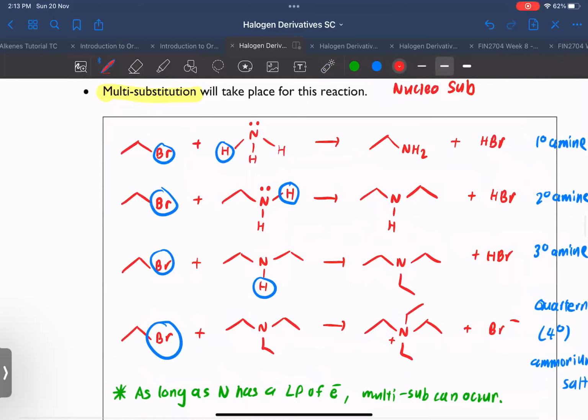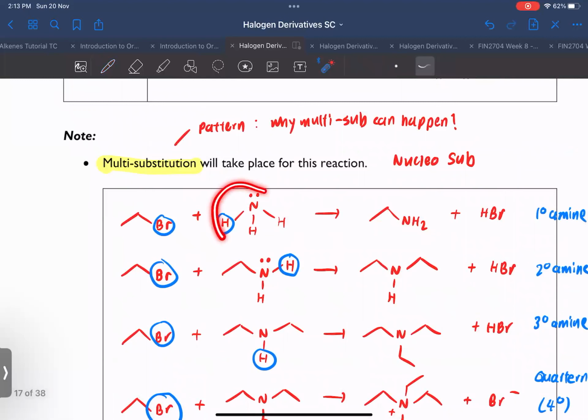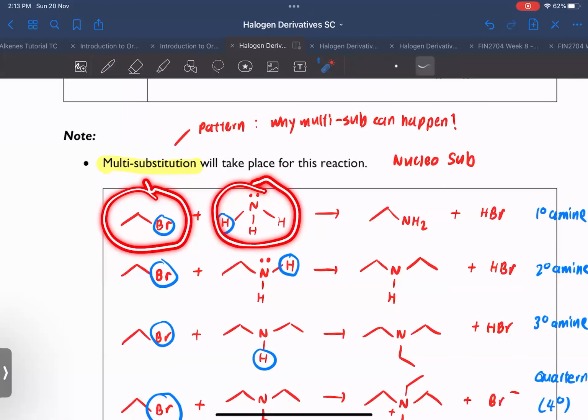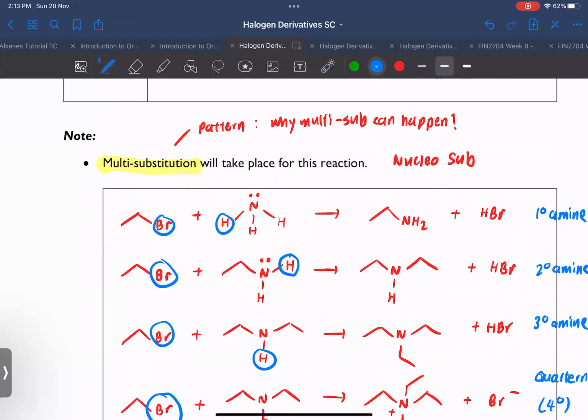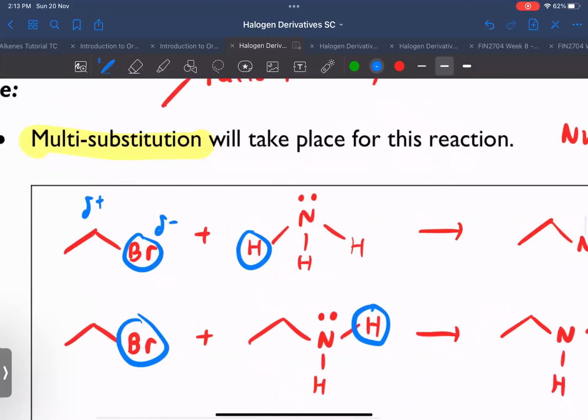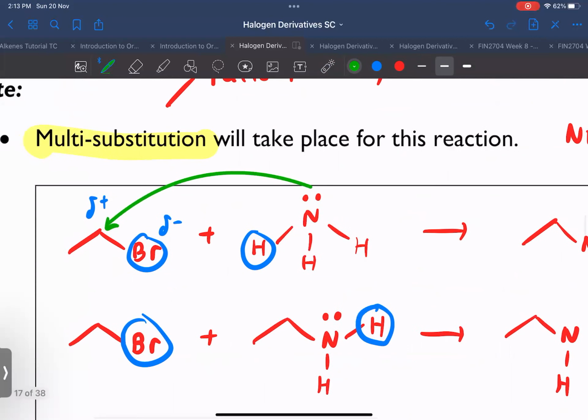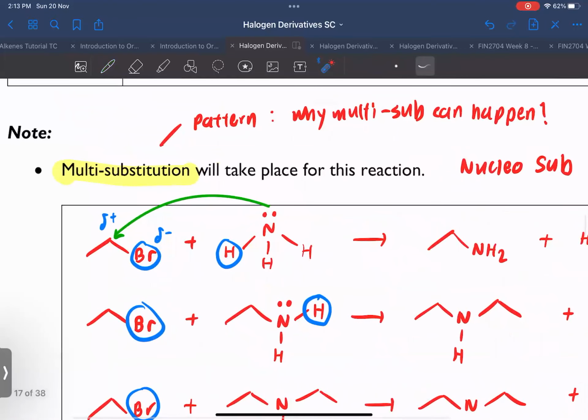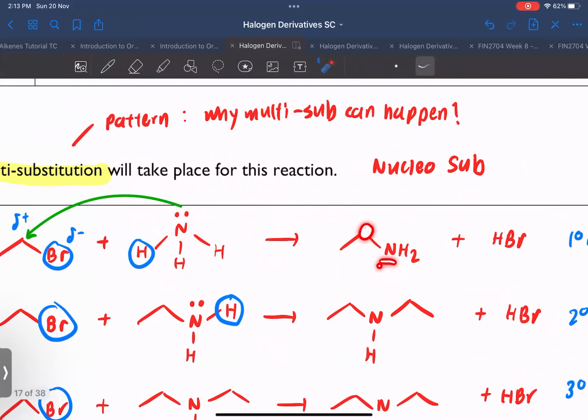And remember what we went through just now? If this is the lone pair, this is rich, right? What part of the halogenoalkane is poor? This carbon here. That carbon there is poor. So you all notice what's happening here. I zoom in. You all see this lone pair is bonded to this carbon here. So you notice what's happening. The carbon here, look at my screen, is bonded to the N.